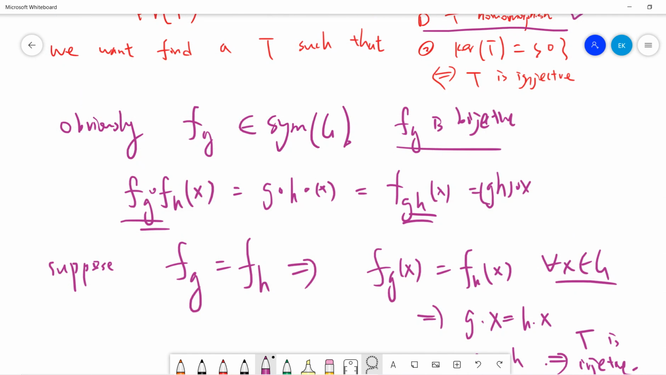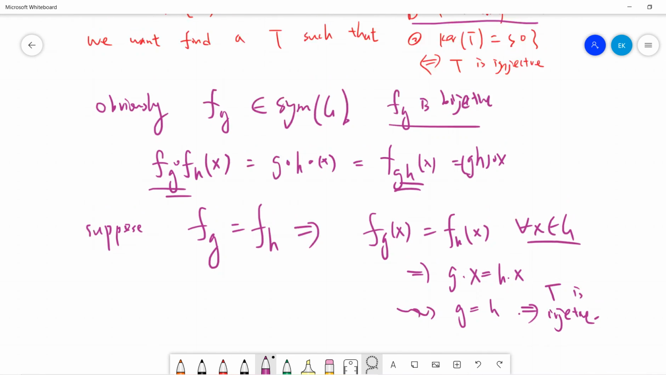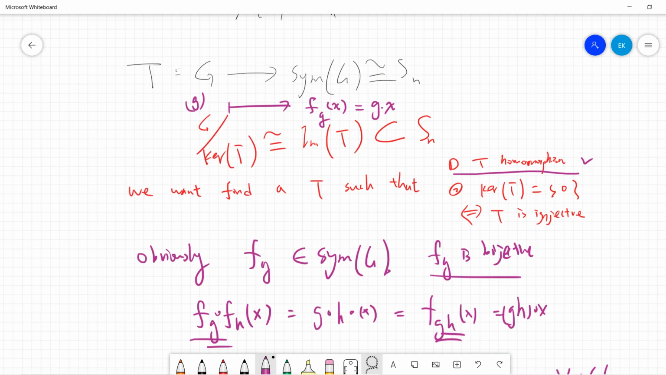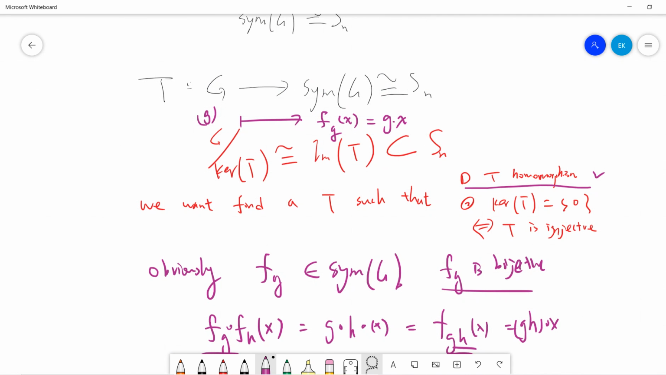Okay, so combining everything we know: T is a homomorphism, the kernel of T is trivial, so T is injective. By the first isomorphism theorem, G quotient kernel of T is isomorphic to the image of T. But the image of T is definitely a subgroup of Sn, so this proves the theorem. We have proved that G is isomorphic to a subgroup of Sn.